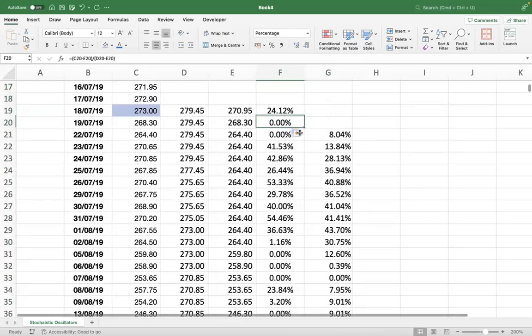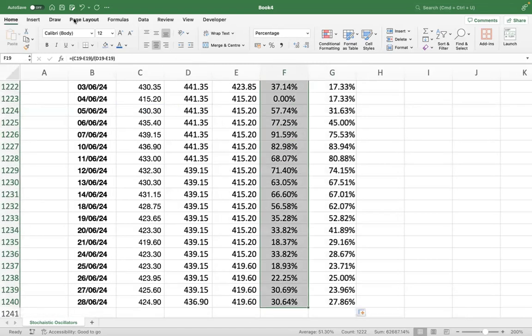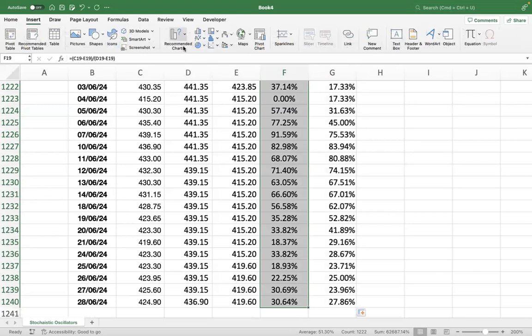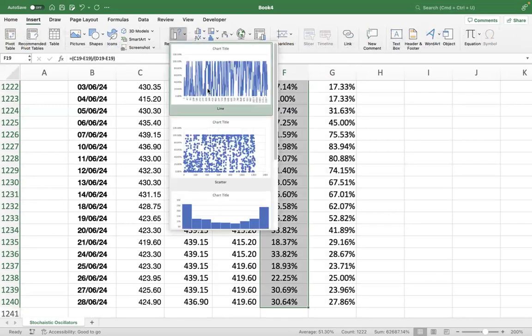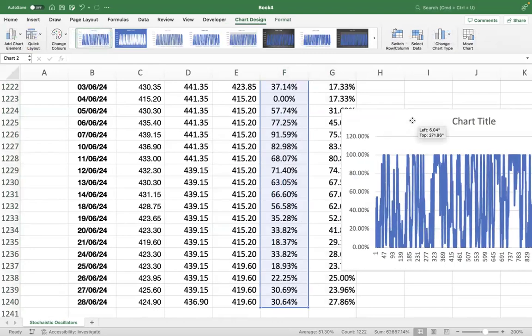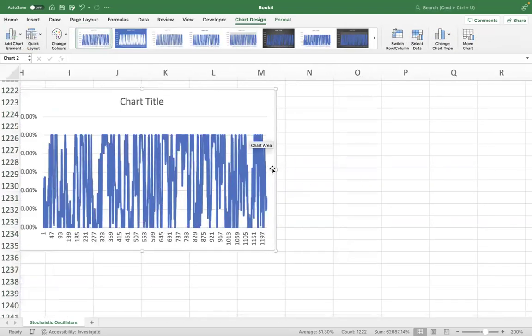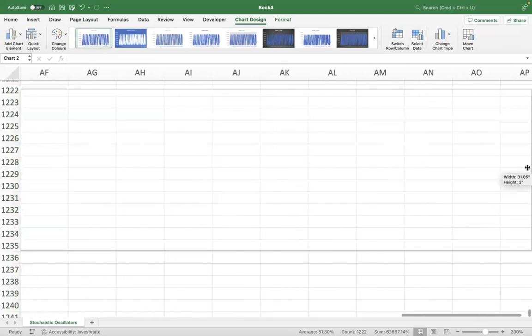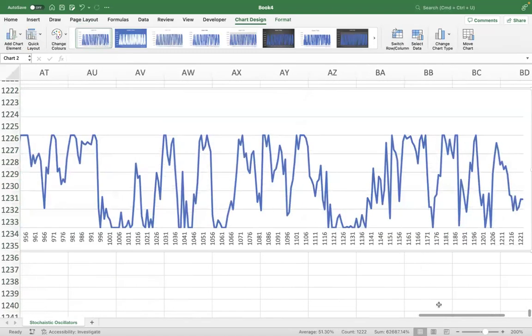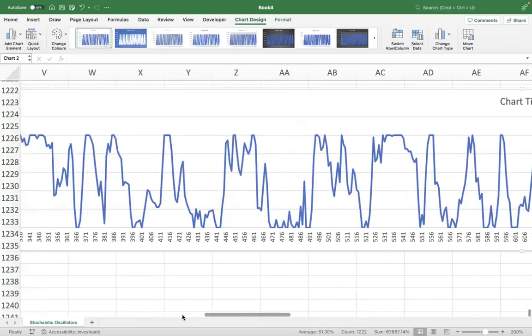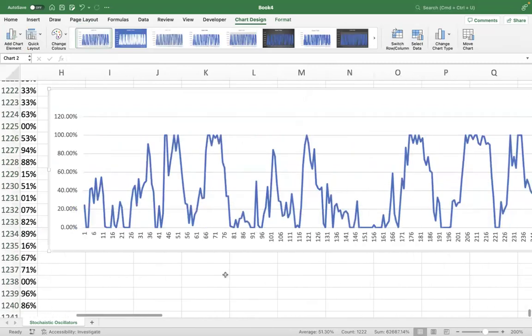So let's plot the K line first. I'll go to insert, recommended chart. I will take the line chart. Now this is not exactly how it should look, because it's in a compressed format. But if you broaden it, then you will get it in the right format.